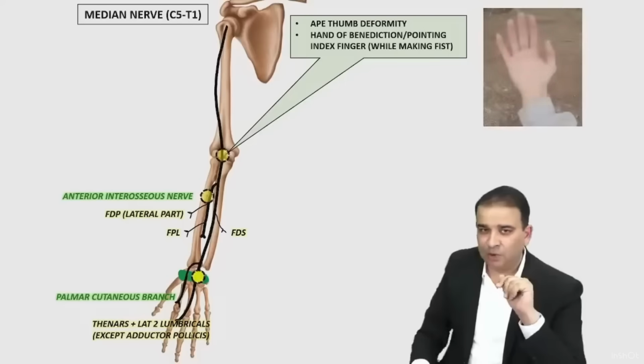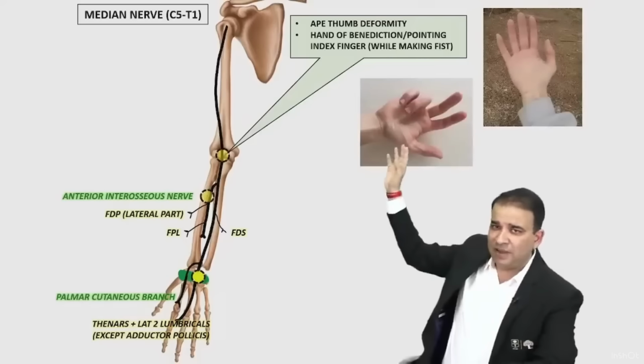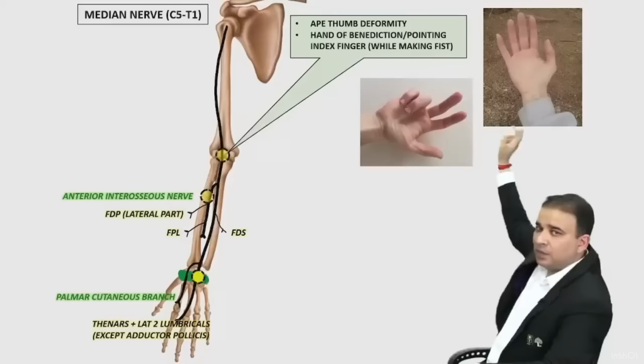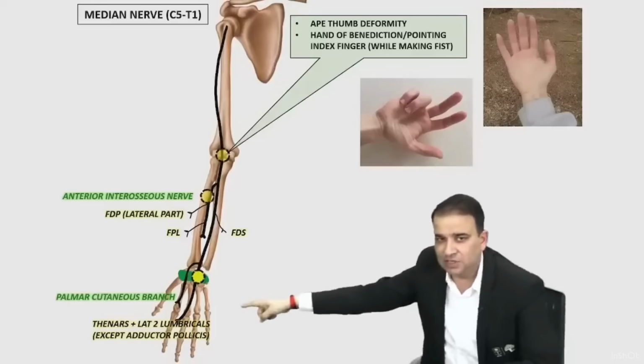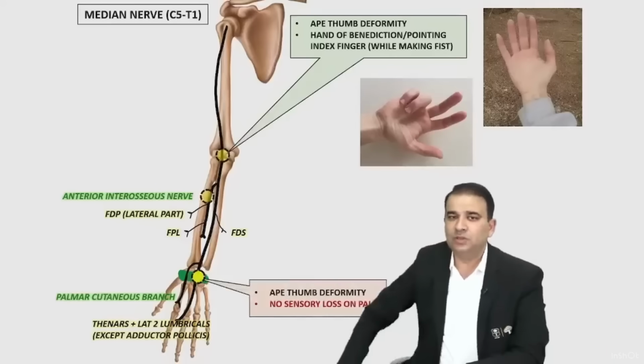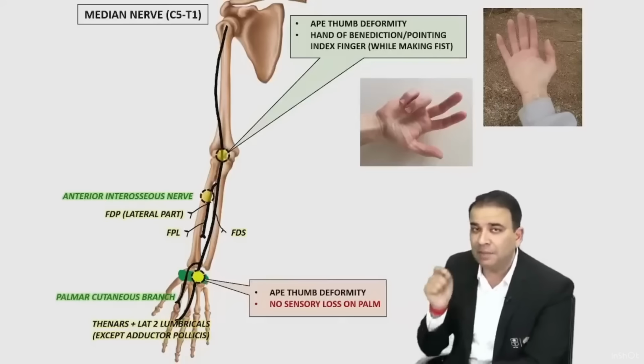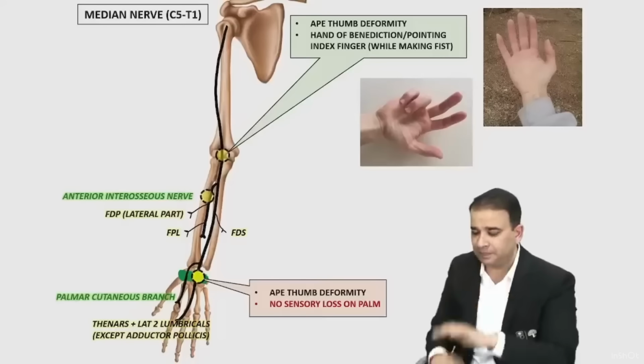And that's the thing about the injury. When you see that, that's a hand of benediction you're looking at. The thenar wasting is there. You can see ape thumb deformity, the thenar wasting, that's a hand of benediction. And if the injury is lower, like carpal tunnel syndrome, then you will see ape thumb deformity with no sensory loss on the palm. On the fingers there will be, but there is no sensory loss on the palm area.